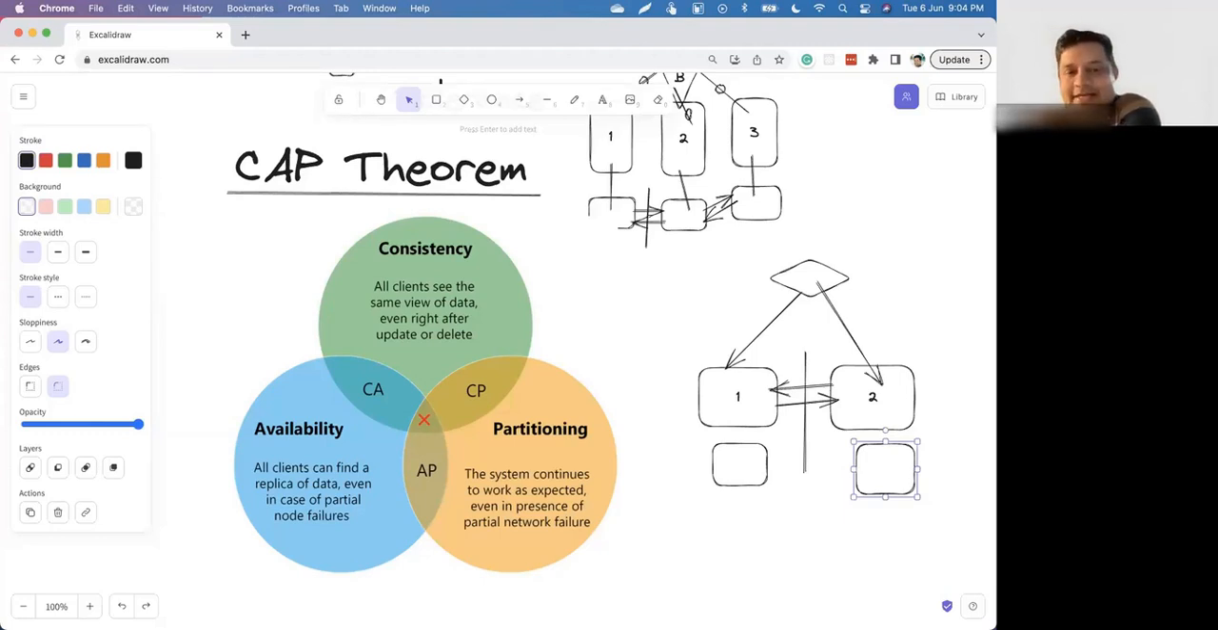Because you have to be clear with this, that in case there is partitioning, which may happen, you have to either design for consistency or you have to design for availability, right? These are the two things. You always have two choices.